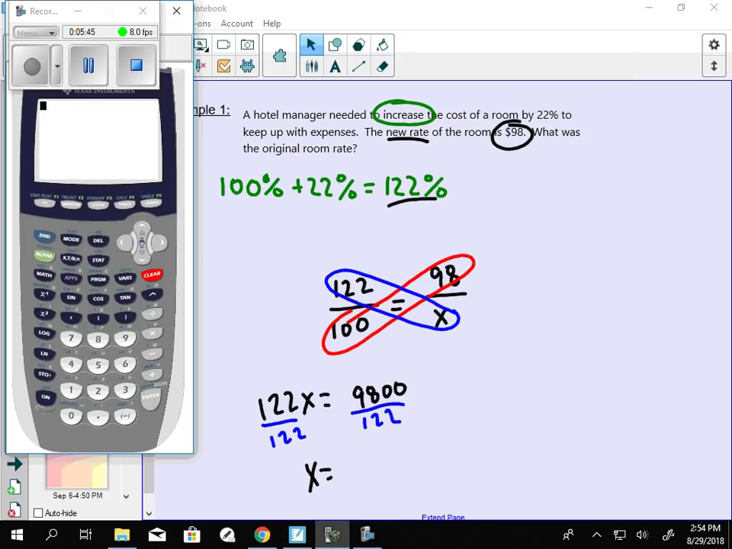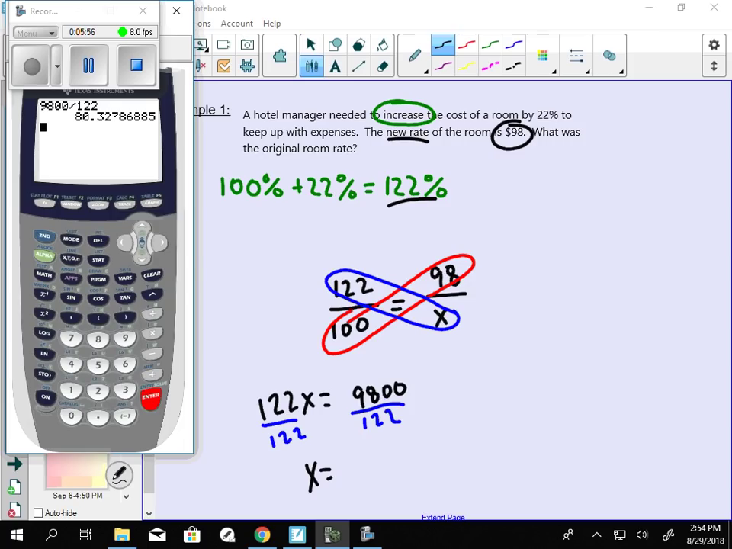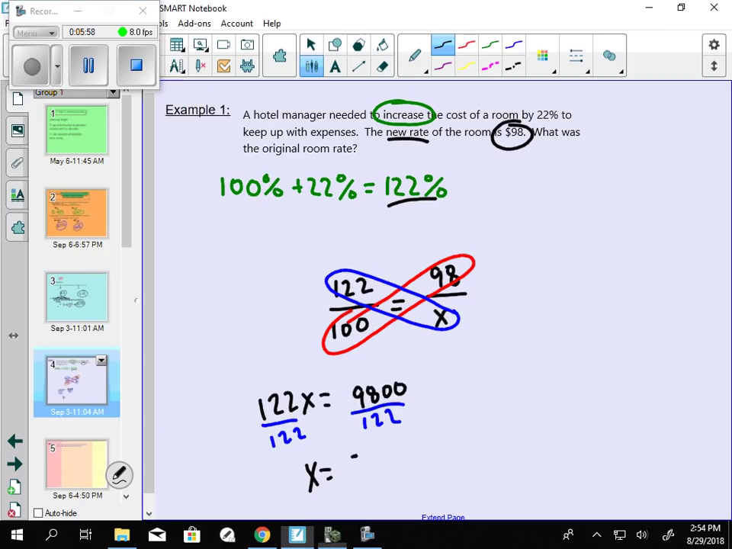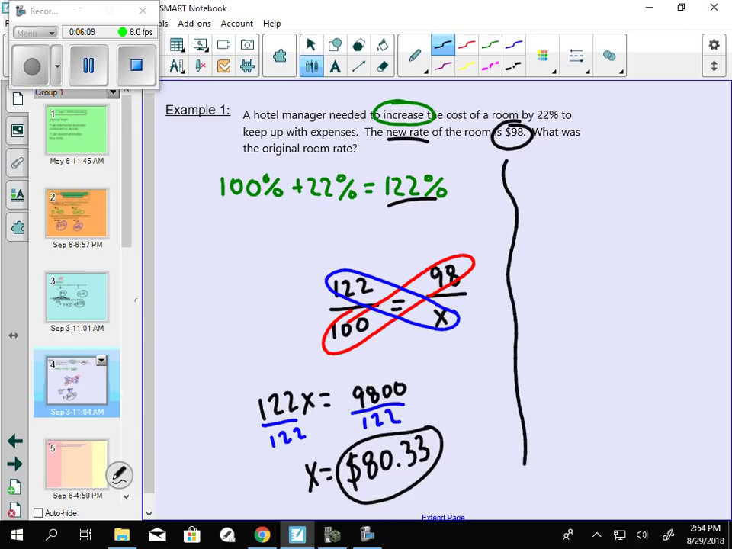Okay, so jumping on the calculator really quick here, you can see the original cost of the room is about $80, and if we round that, 33 cents. So the original cost was about $80.33.